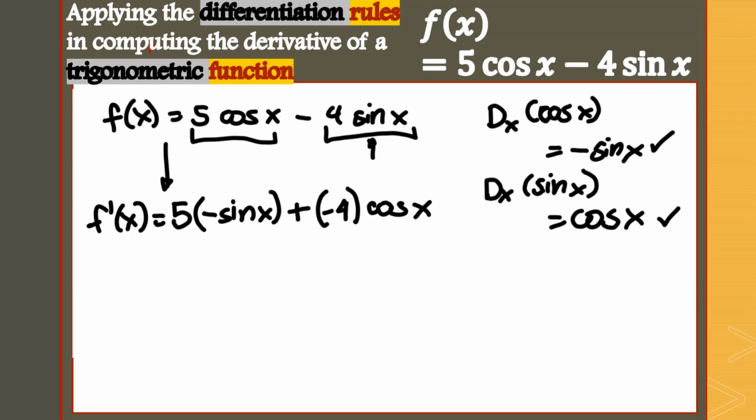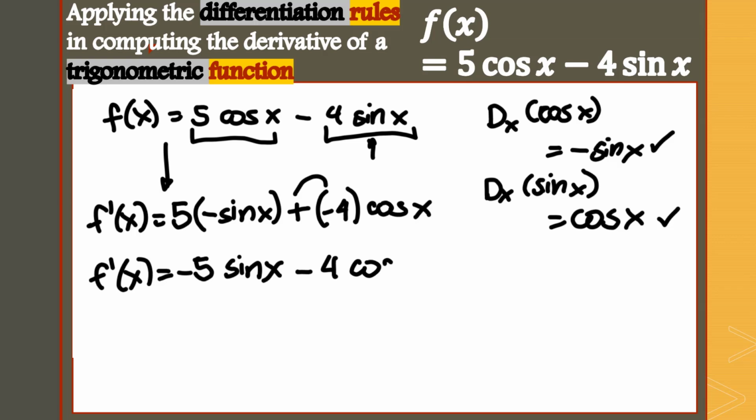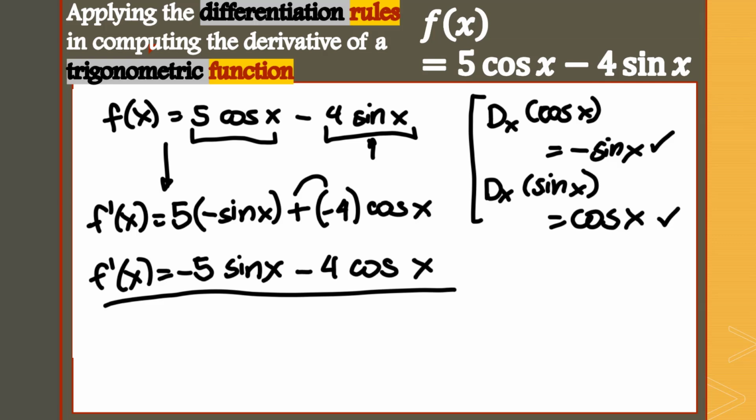So simplifying all of this, the first derivative, or the derivative of the given function, would be negative 5 sine x. And again, in this case, you will have minus 4 cosine x. This is the derivative of this given function, considering the ideas of the differentiation rule for cosine and sine, also the use of the differentiation for sum and difference and constant multiple.